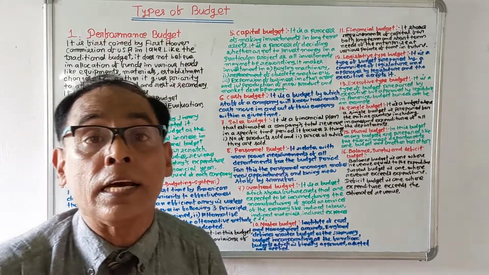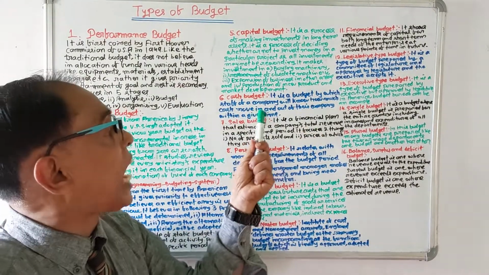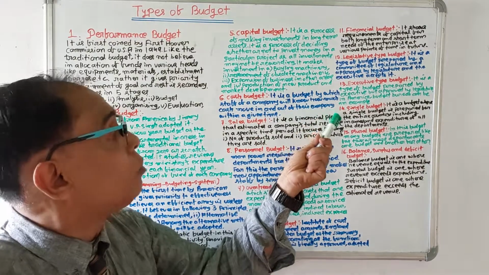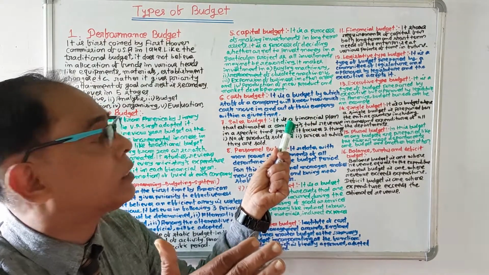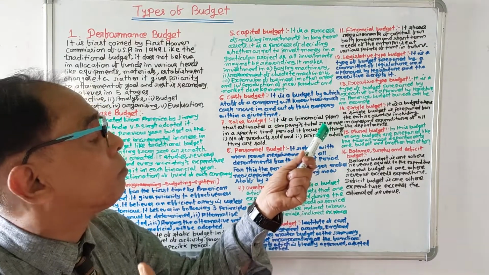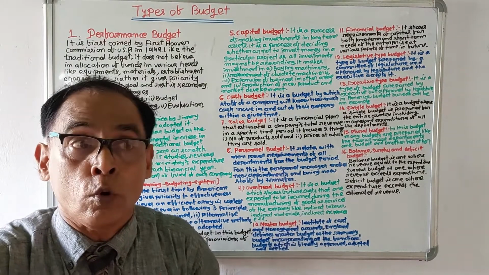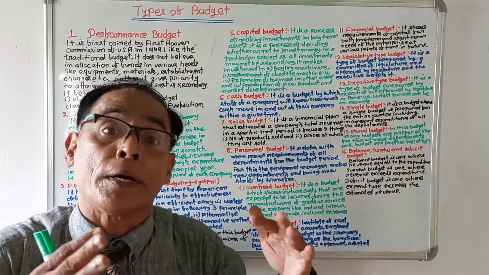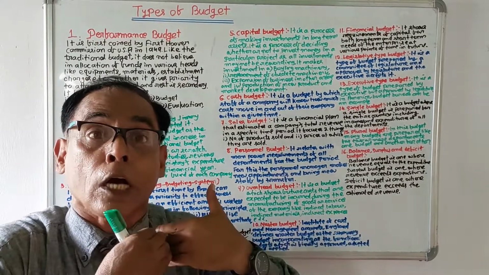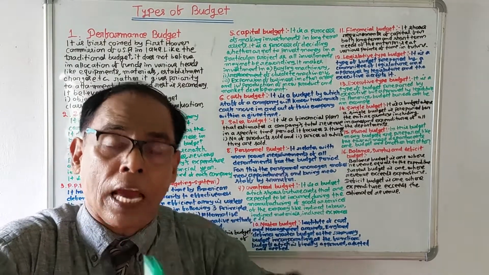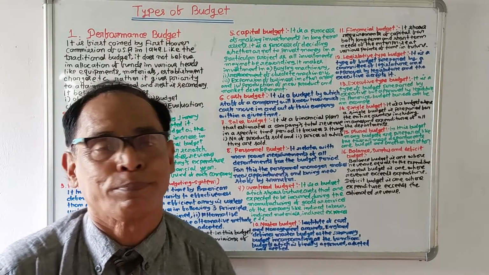Then the sixth one is the cash budget. What is a cash budget? It is a budget by which the staff of a company will know how much cash moves in and how much cash moves out of the company within a given time. So the staff will know how much cash comes to the company and how much goes from the company within a given period of time.